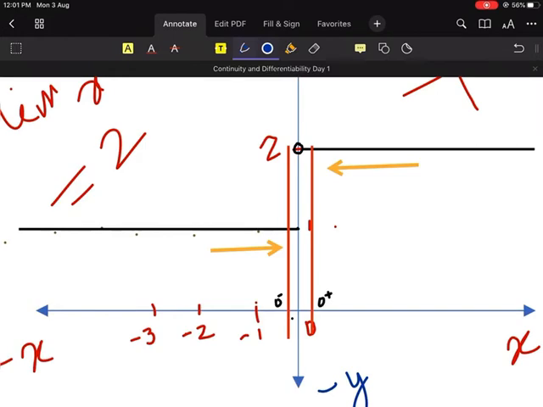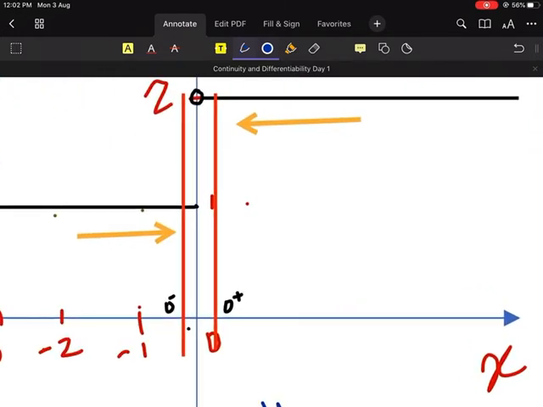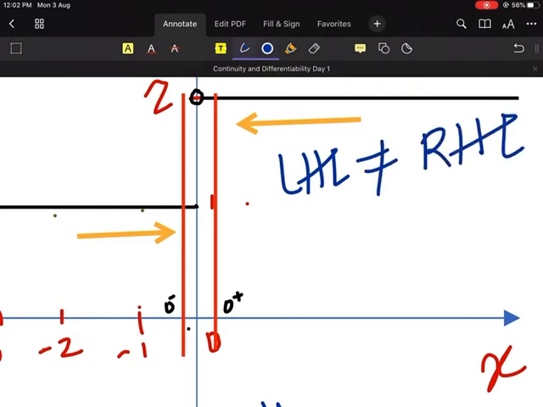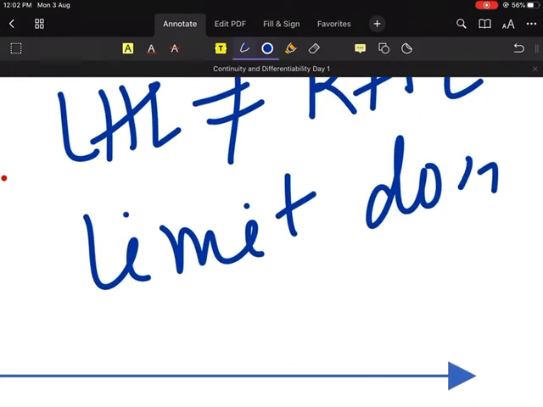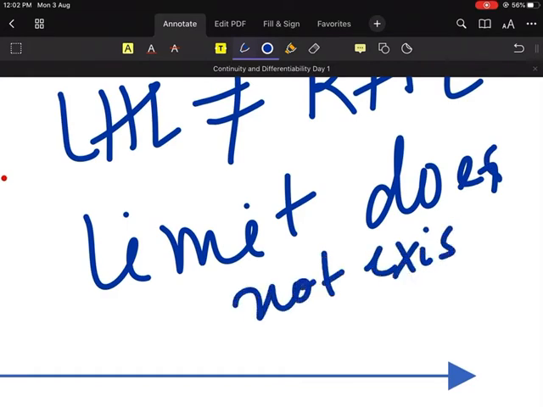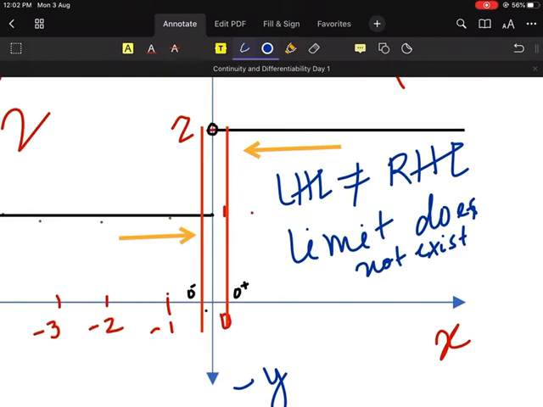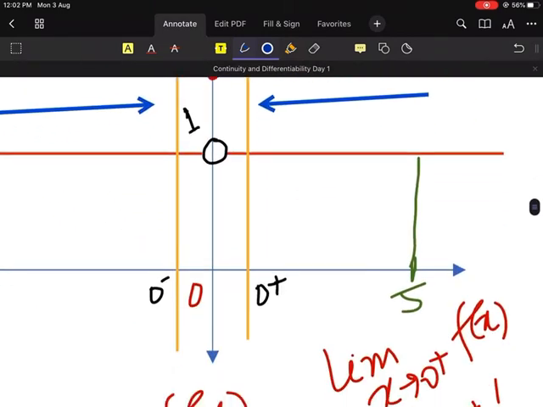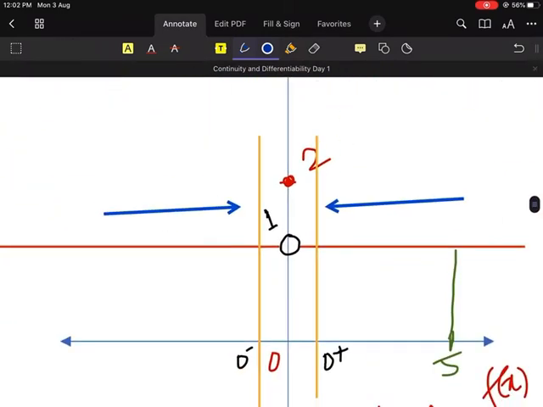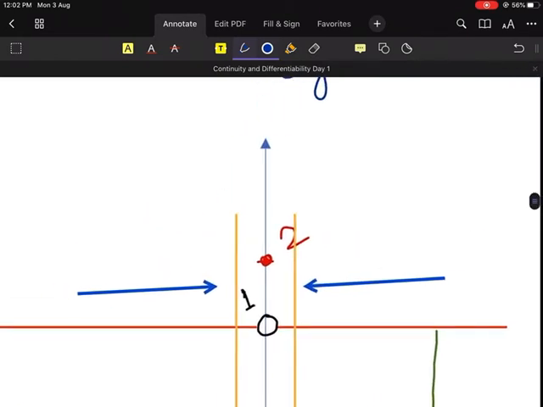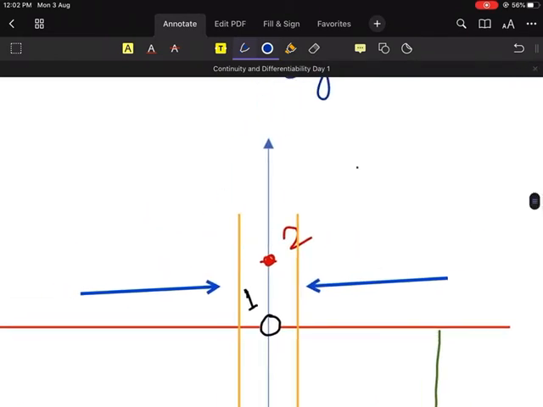Understood? So here we can say what? The function is not continuous. Why is the function not continuous? Because LHL is not equal to RHL. So we can say the limit does not exist. Limit does not exist. So here the function is not continuous. Why? Because the limit does not exist. Now here the function is not continuous at x equal to 0.